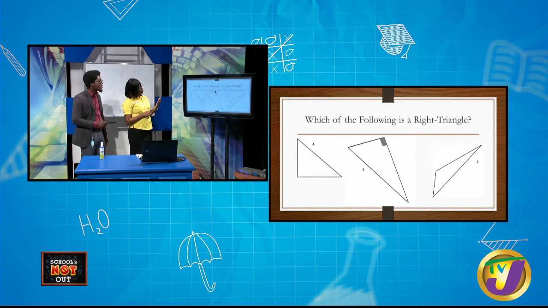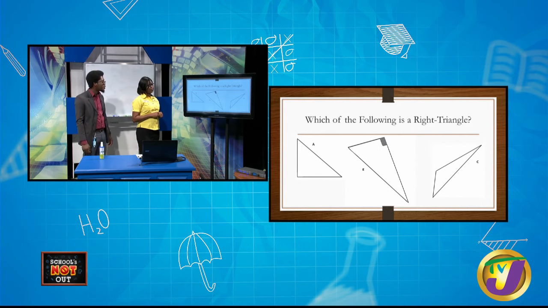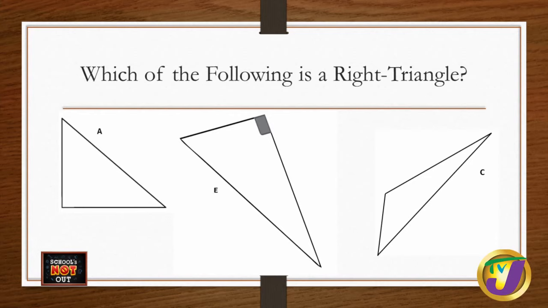Now, let us do a quick review. Can you tell me which of the following is a right triangle based on what we said earlier? Is it A? All right. So A is not a right triangle. Why though? Well, when I look at this, it almost looks like a right angle triangle, but it is missing the representation of the right angle.